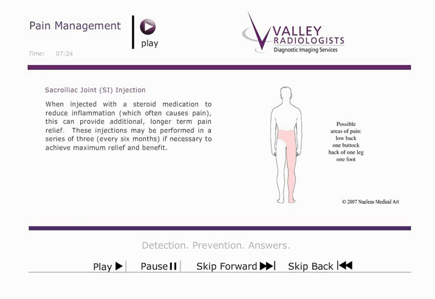When injected with a steroid medication to reduce inflammation, which often causes pain, this can provide additional longer-term pain relief. These injections may be performed in a series of 3 every 6 months if necessary to achieve maximum relief and benefit.